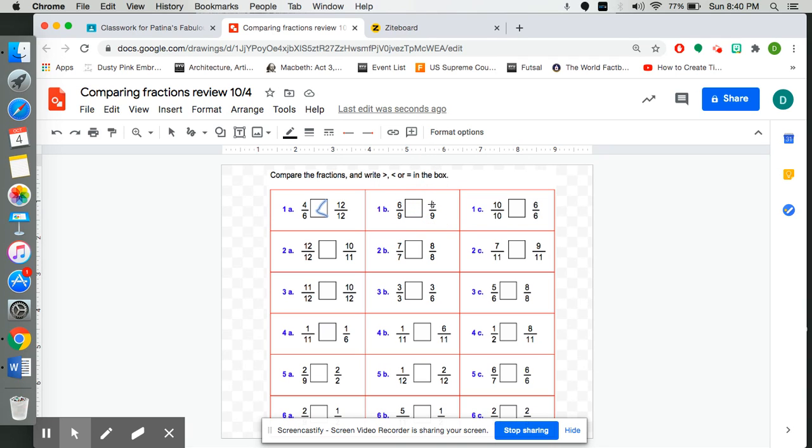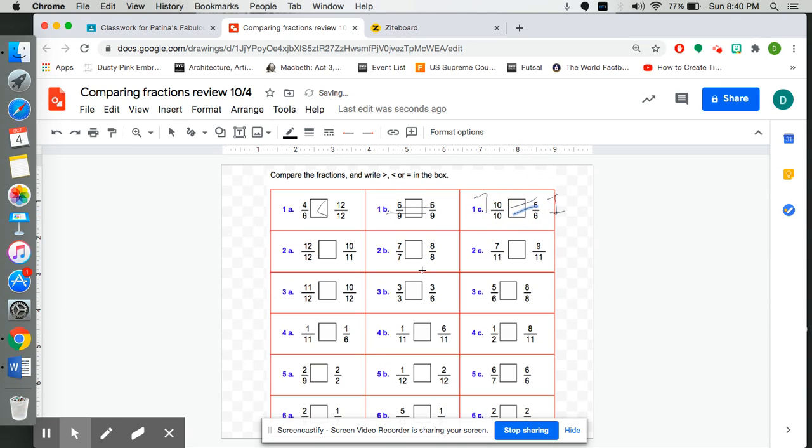Oh my goodness, fifth graders, it is not liking me right now. Okay, equal sign. Okay, wow. Mrs. Patina's having a hard time. There we go. Okay, now this one, 10/10 and 6/6, those are both equal to 1 whole. So I'm going to go ahead and say that this is 1 and this is 1. So that means that they would be equal.